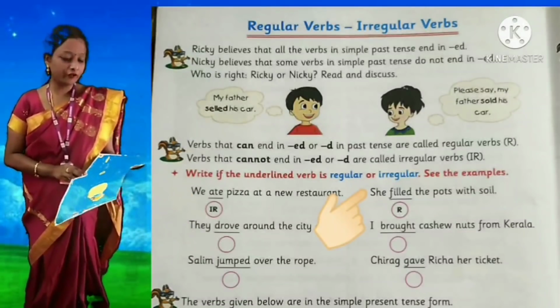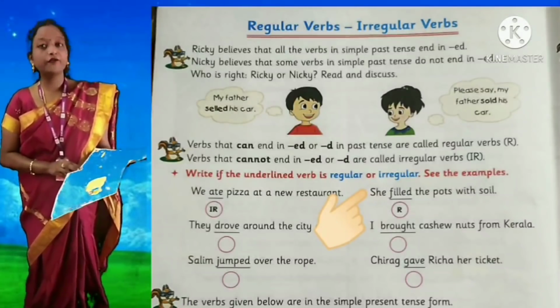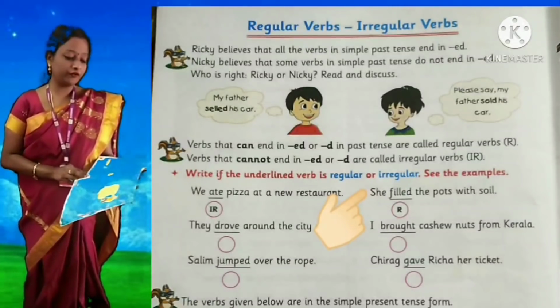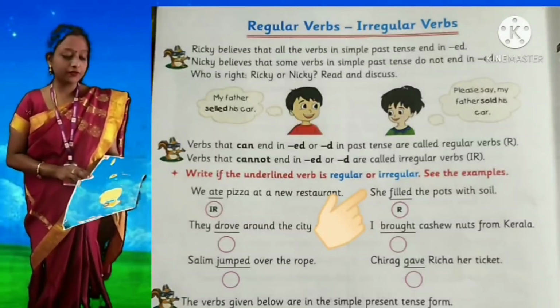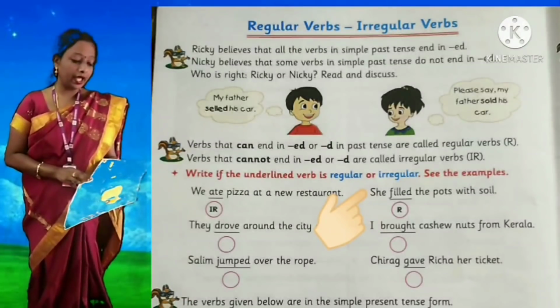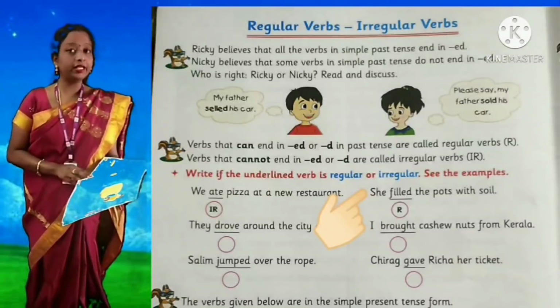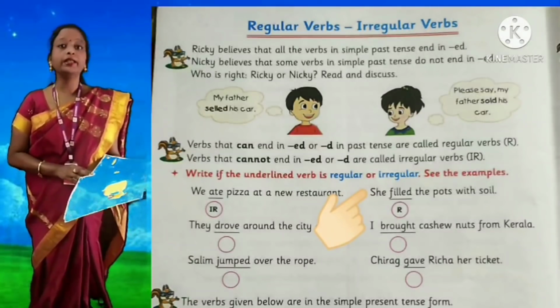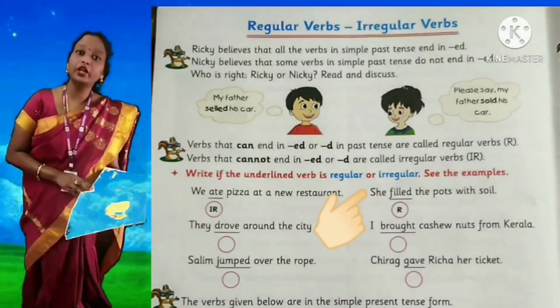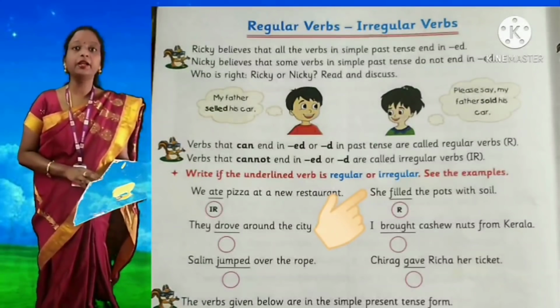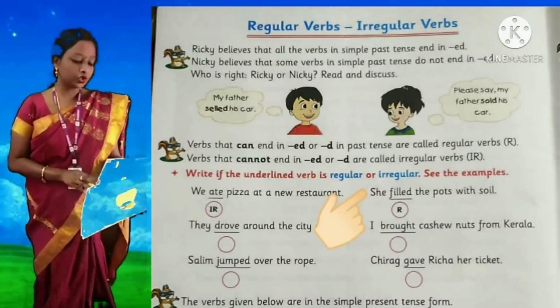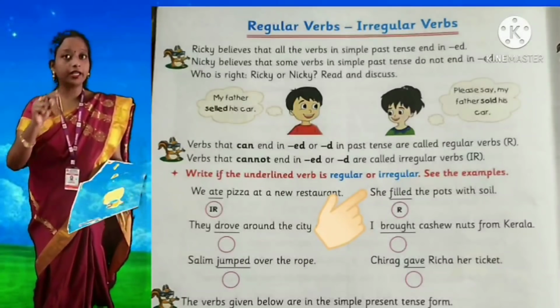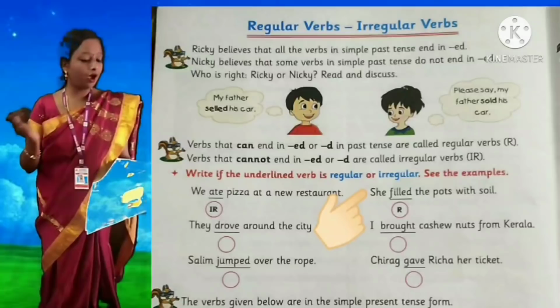Next, she filled the pots with soil. Here, filled. So, fill has become filled with ed. This is a regular verb. So, they have written there R. In the circle, it is written R.